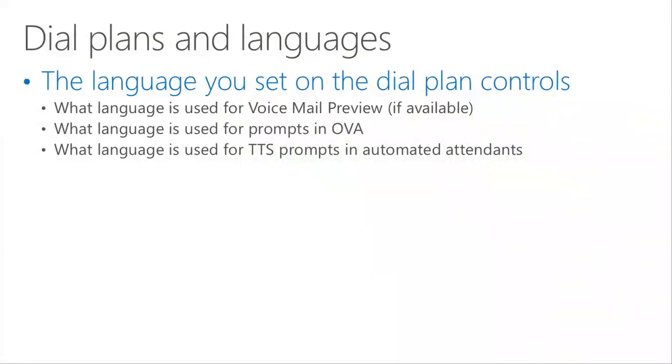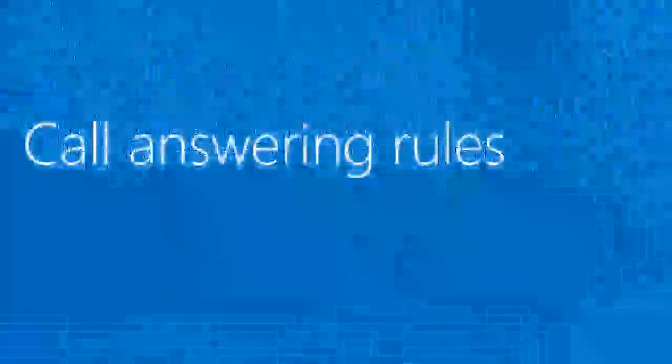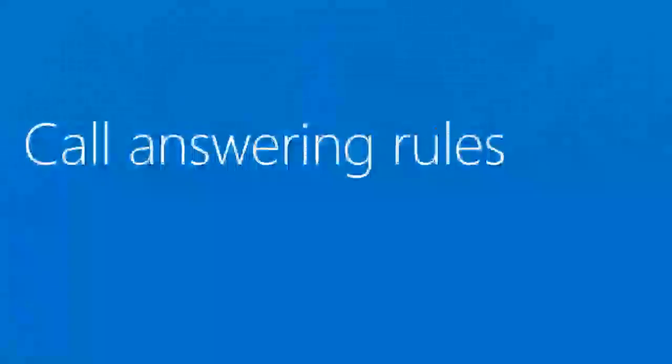I mentioned earlier that the dial plan language setting has a big impact on how your Exchange server interacts with callers. That's because that language controls what language is used for voicemail preview, what language Outlook Voice Access uses when it's managing prompts, and what language text-to-speech prompts are in. So as I said before, if you really want to see something funny, switch the dial plan language and listen to the voicemail preview messages you get that will be transcribed in the wrong language. Or you could just use Google Voice and you'll get pretty much the same experience.